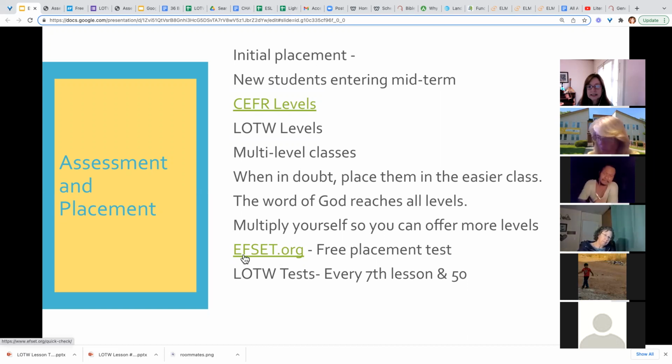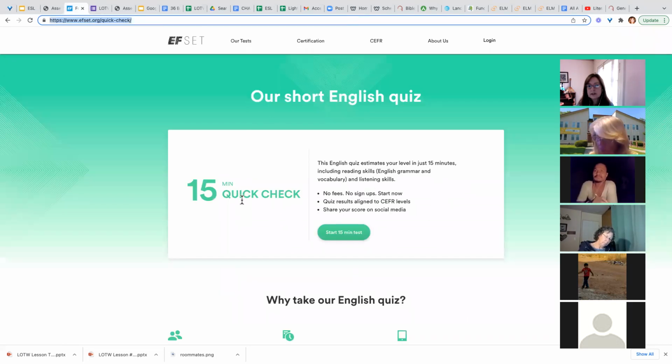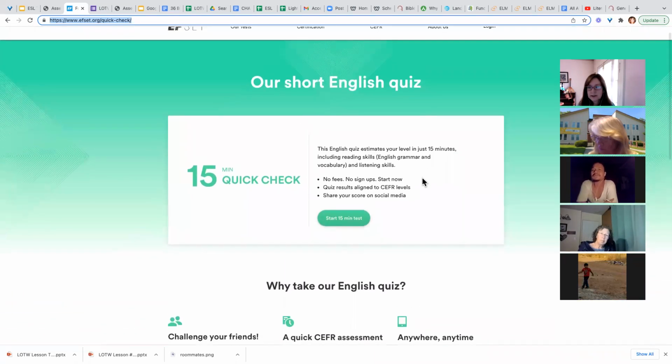It's a free test at efset.org. And this assessment you can give them just takes 15 minutes. It's just a multiple choice test. They can take that and get their results, and that will tell you which CEFR levels they're at.